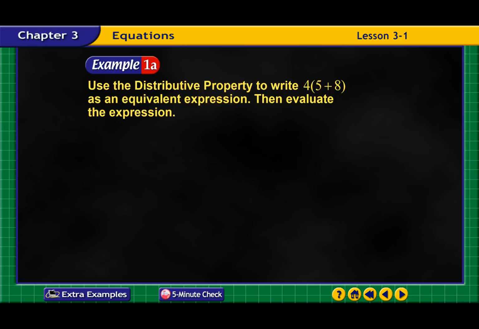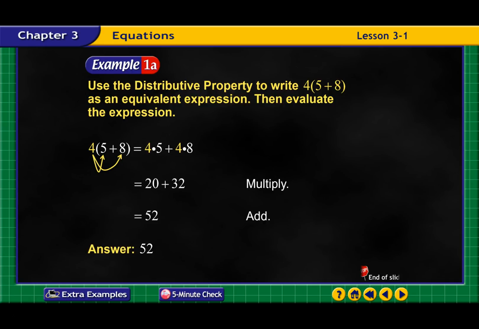All right, so let's see what this actually looks like in some homework problems. Use the distributive property to write 4 times the quantity 5 plus 8 as an equivalent expression, so we need to make sure it still equals the same as this, and then we're going to evaluate the expression. So first we're going to distribute. 4 times 5 plus 4 times 8. We're going to multiply those two out, which will be 20 and 32. Then we'll evaluate them together to add. And after that, that should be it. That is our answer. So this is our evaluate the expression.